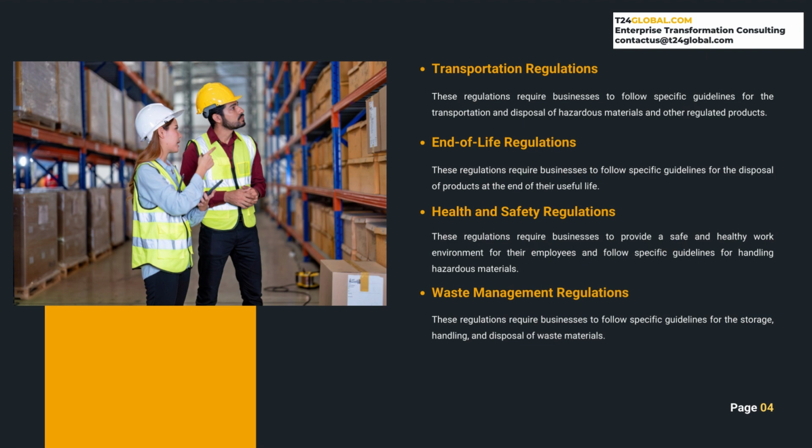Health and safety regulations. These regulations require businesses to provide a safe and healthy work environment for their employees and follow specific guidelines for handling hazardous materials. To comply with these regulations, businesses must implement safety protocols, such as hazard communication programs and emergency response plans. Key personnel involved in health and safety compliance include EHS managers and safety officers. IT software functionalities used include safety management software and incident reporting systems.